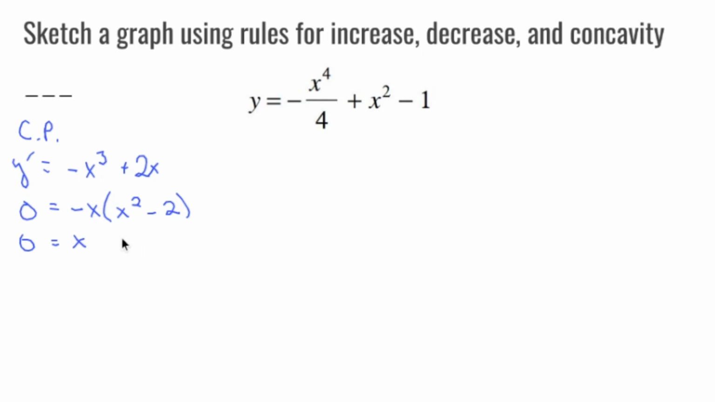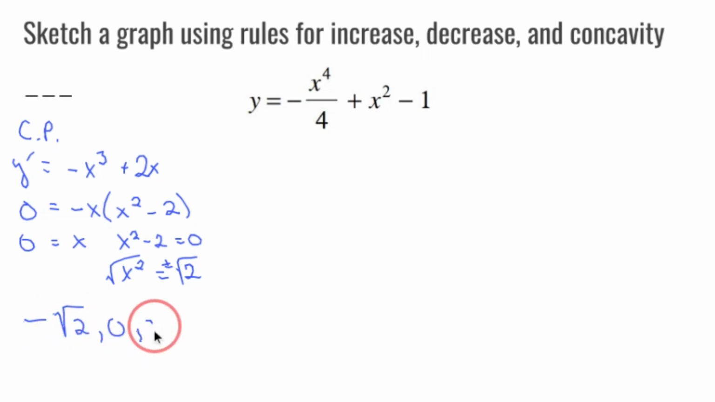Sorry if I jumped ahead too fast. x squared minus 2 equals 0. Add 2 gives you this. Square root both sides. Don't forget to attach a plus or a negative over here. And so my critical points are going to be negative square root of 2, 0, and the square root of 2.